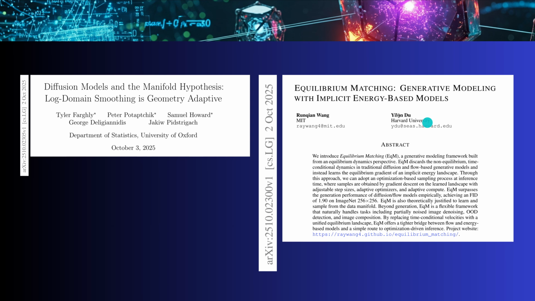So, this was it for today. An outlook for the next image generation AI systems, and maybe they will use equilibrium matching.